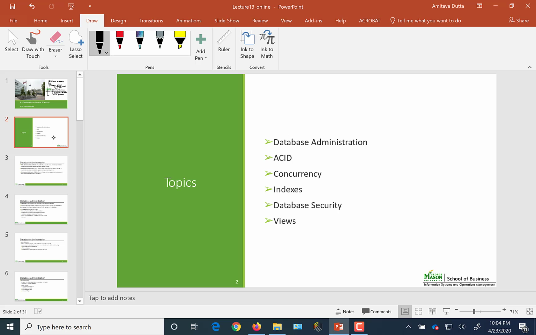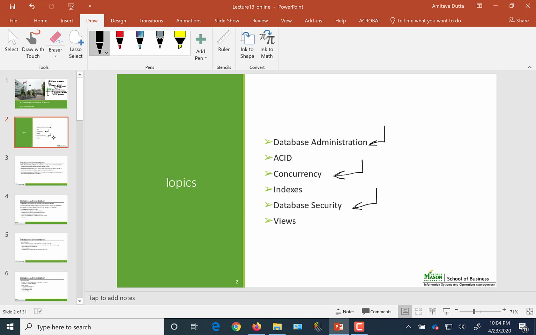So if you look at this list of topics, there are really three main things. One is database administration. The other is concurrency, and the third is database security. So there are three major topics here, and these other topics that you find, ACID, indexes, views, are related to the other three. Just to keep our roadmap straight for today's class, it would be helpful to think of these topics organized in this particular way.